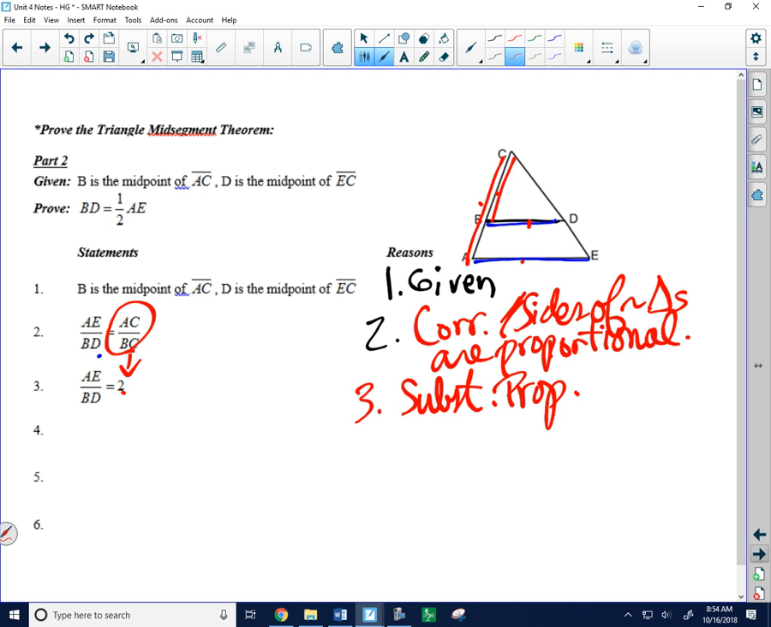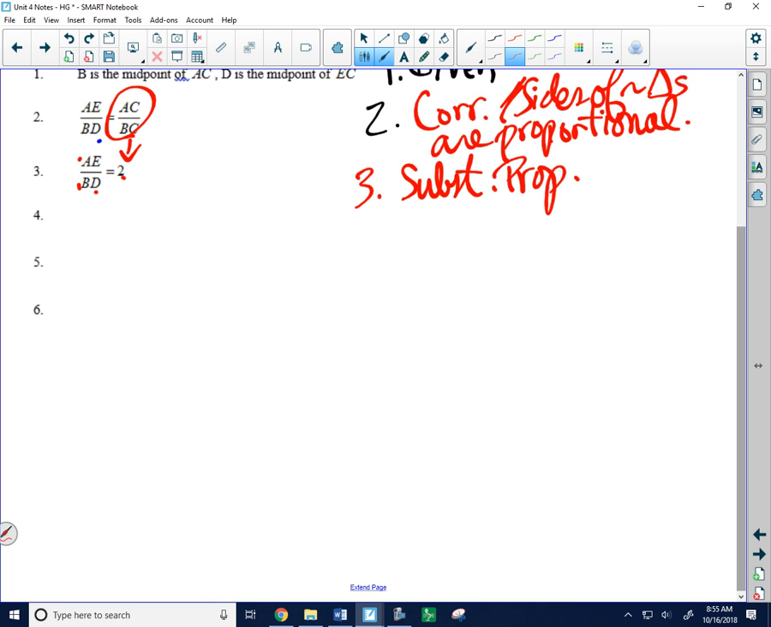I'm looking for BD being half of AE, and I have BD and AE in the same equation. I'm just going to manipulate that equation to say what I want. This is actually a pretty quick one once you do the last one. I'm going to clear the denominator by multiplying both sides by BD, and so we'll have AE equals 2BD.